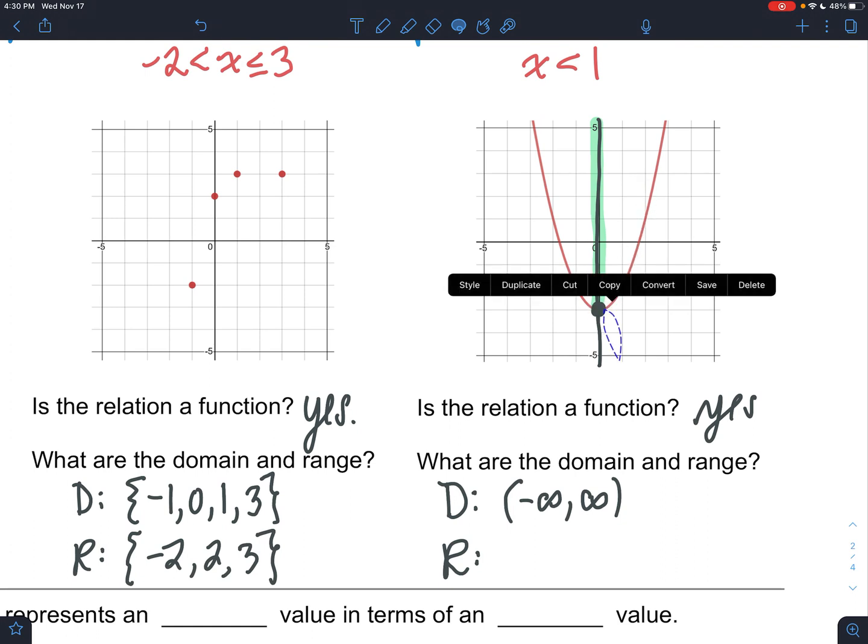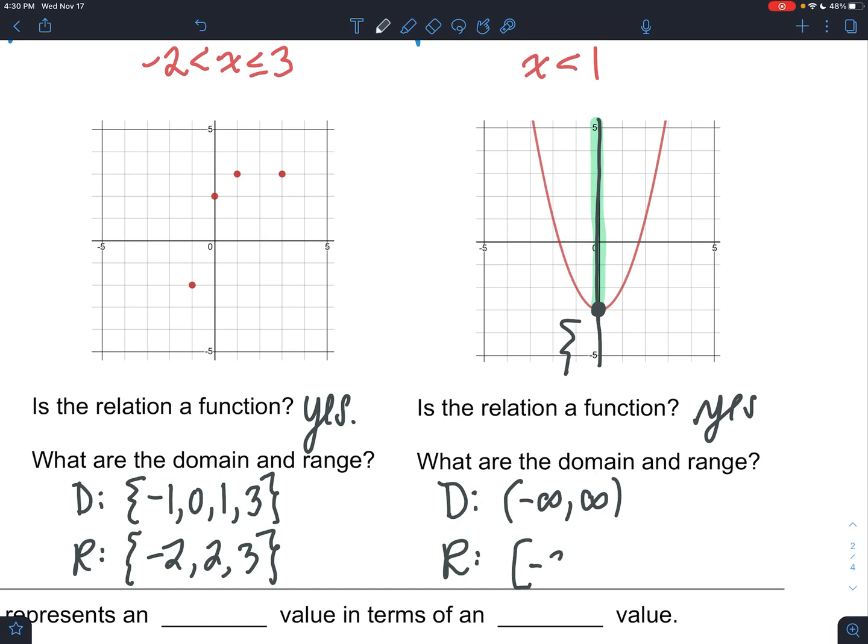We are missing all of this, right? We don't hit any of that. So the range doesn't go that far. It starts at -3 and goes up to infinity, because you can't get -5 to come out of this function. When you plug in a number, there's no way it can be down there at -5. So it's a restricted range. It's not everything. The domain is not restricted at all.